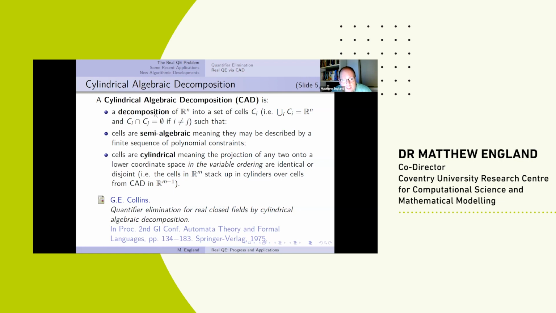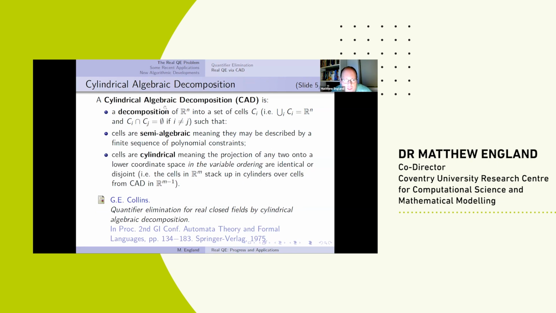So first of all, it's a decomposition of n-dimensional real space. So what does that mean? It means I'm chopping up this space that's of interest to me into smaller chunks. I'm going to call those chunks cells. And each cell is a connected chunk of the space. And if I take all of the cells and put them together, the union there, I get the whole space. But none of the cells overlap. They're all different to each other.